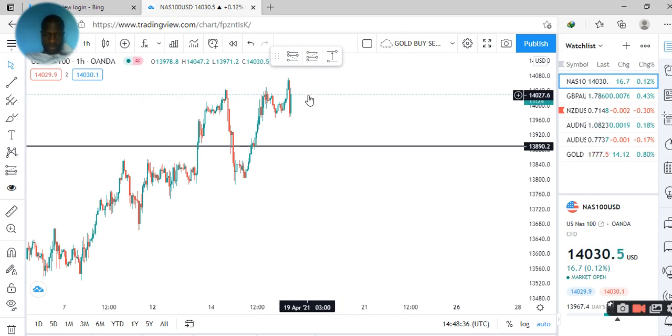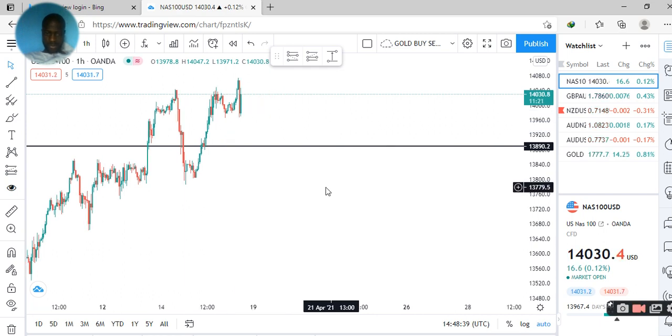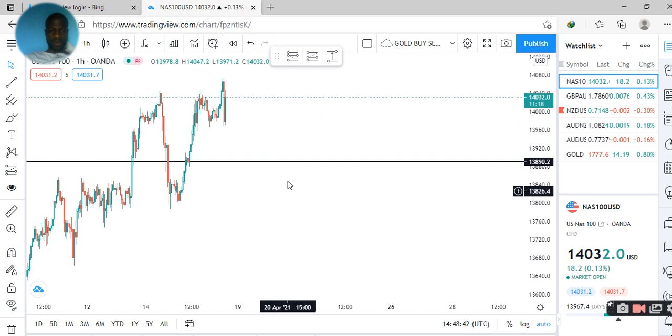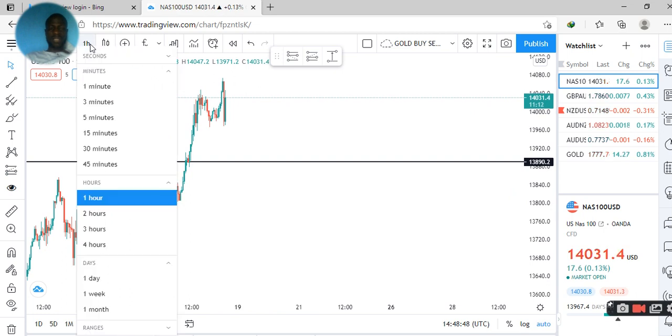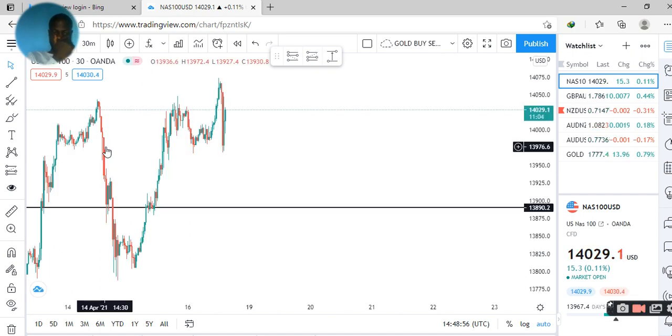Okay, so what do you think is going to happen? Do you think the market is going to continue going up, or it will drop? Of course, I'm seeing some resistance there, those rejection candles which are happening there. Do you think the market is going to continue going up or to drop? Please put it in the comment section. Tell me what you think.